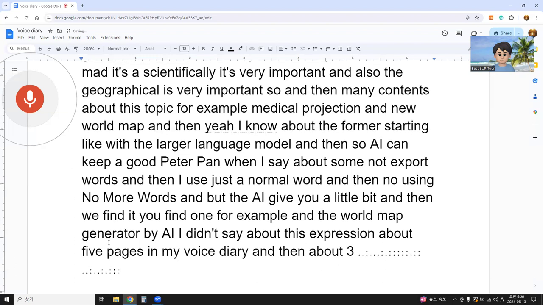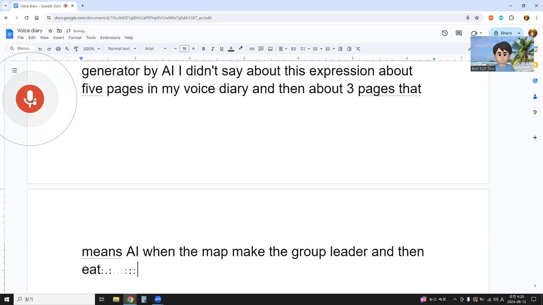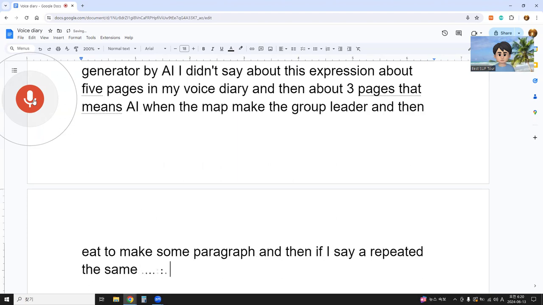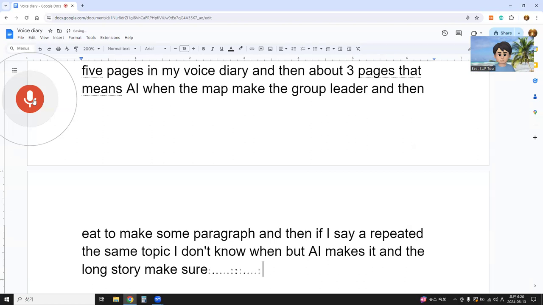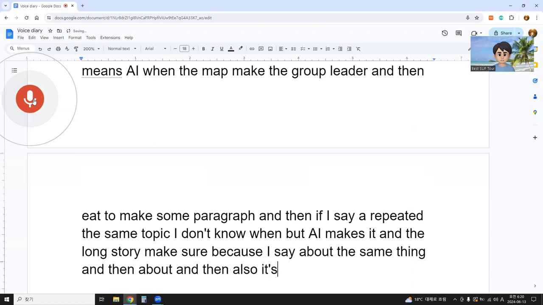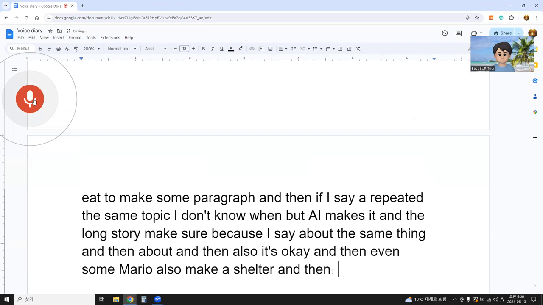When AI makes the proofread, it makes some paragraphs. If I repeat the same topic, AI makes the long story shorter, because I say the same thing again and again. It's good, and even the summary is made shorter, so I can understand the feedback.